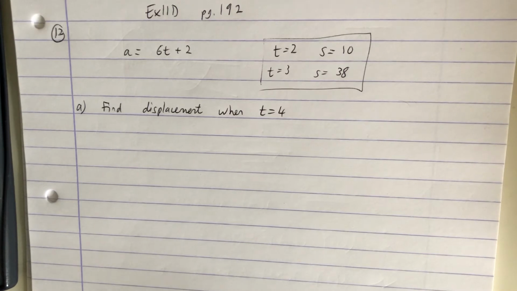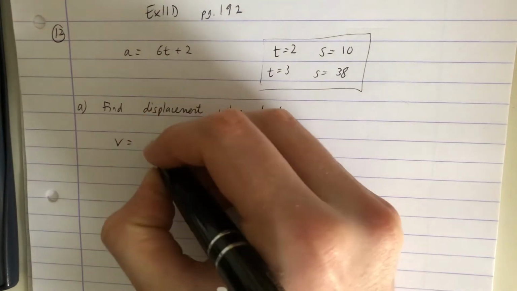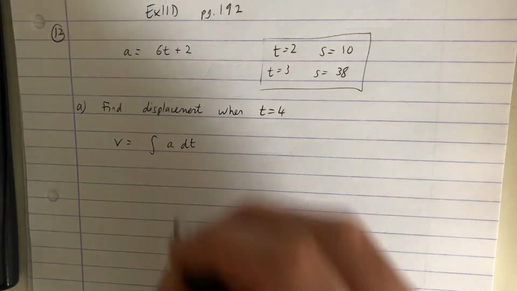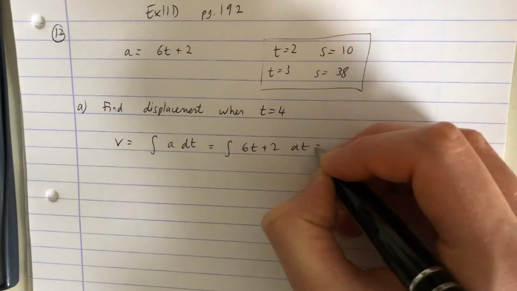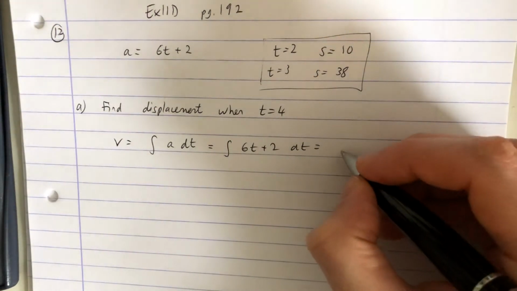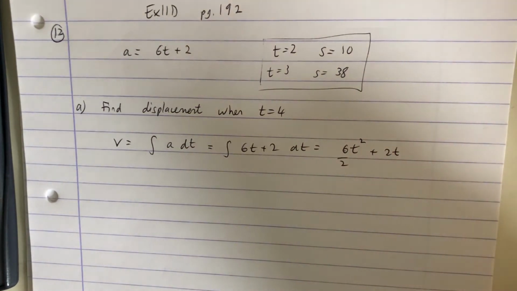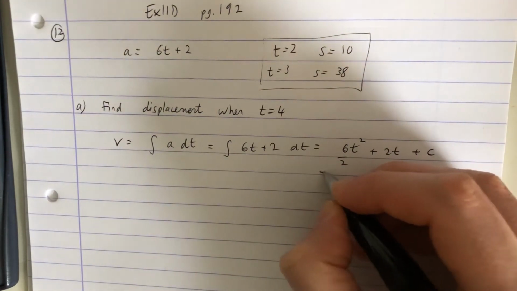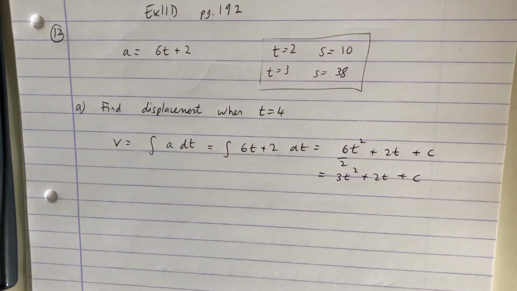So the only way to do this is to integrate. So the velocity is the acceleration integrated. And that gives you 6t squared divided by 2 plus 2t. Remember the plus c, which would simplify to 3t squared plus 2t plus c. And that is a formula for the velocity.